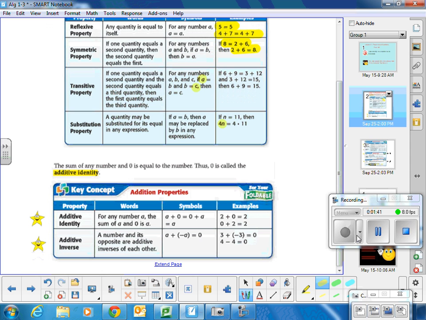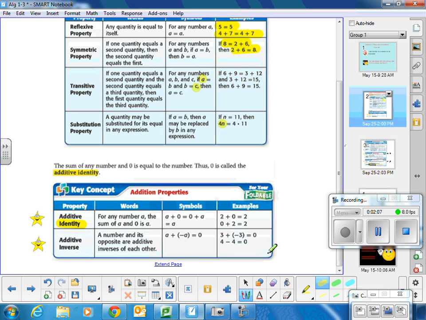The rest of the properties are ones that you may be quizzed or tested on. The first ones are some addition properties. First being the additive identity. For any number a, the sum of a and 0 is a. Basically, when you add 0 to something, you get what you started with. So it's the additive identity property. When you add 0, you get the same thing you started with.